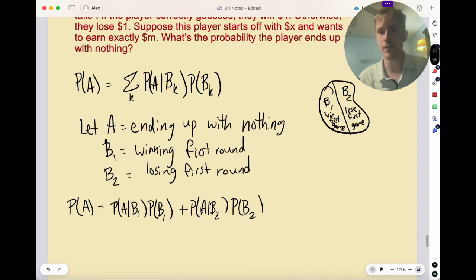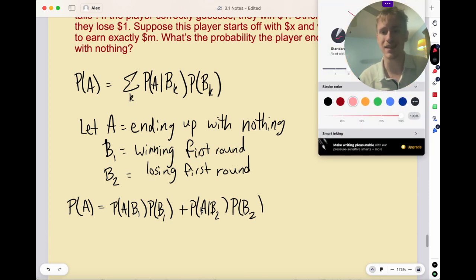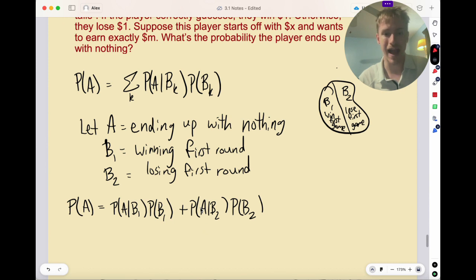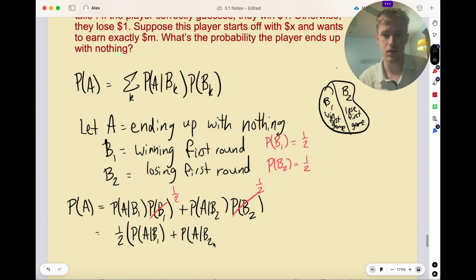Now, thankfully, the probabilities of B1 and B2 are extremely easy. Right? These are both 1/2. So the probability of winning the first round, well, if you flip a coin, it's either going to be heads or tails, and that's a 1 in 2 chance. Okay, so these are both 1/2, and I can go ahead and just factor that out. Probability of A given B1 plus the probability of A given B2.